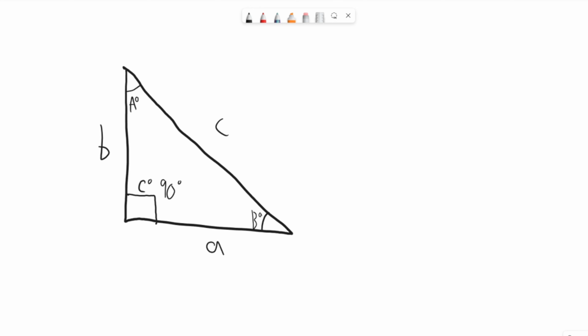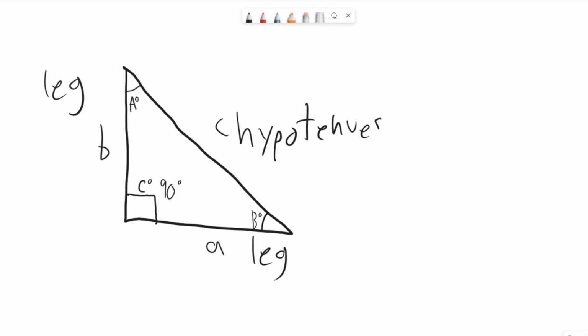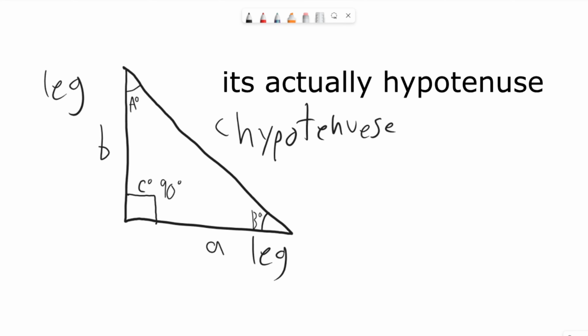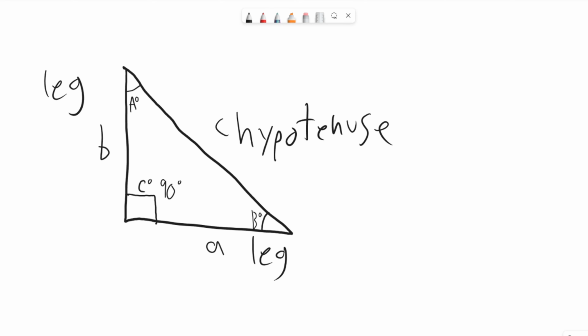Now, the names for each of the side lengths are going to be the legs of the triangle, except for the longest one, which is the hypotenuse. I don't care if that's spelled correctly. It's probably not. Okay, alright, now it's spelled correctly.